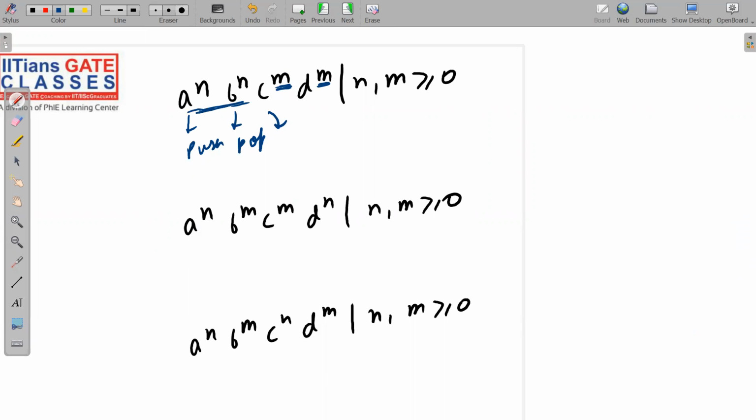A and B, obviously we have a relation. That means these two should be equal. And C and D, obviously these two should be equal. There is a relation, but there is no relation between n and m. That means n greater than m, n less than m, and so on. So there is no relation, so there is no problem at all. Okay, so we will do push, we will do pop.